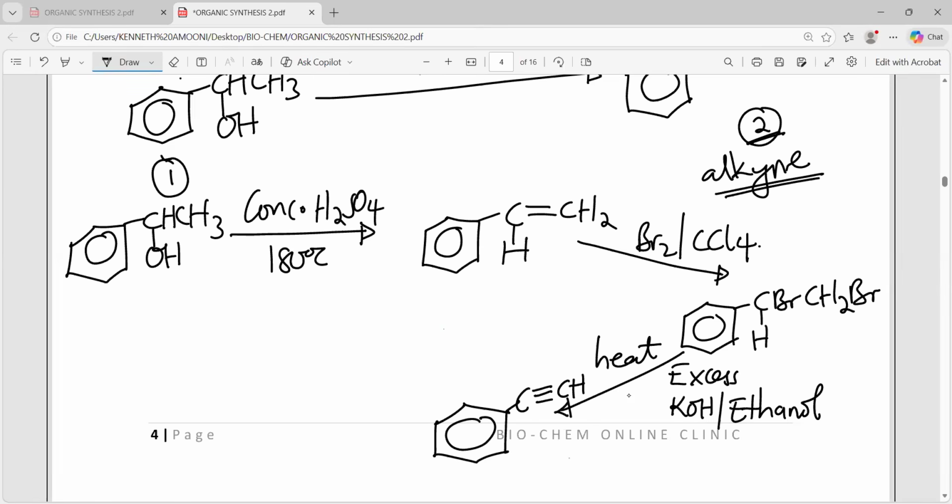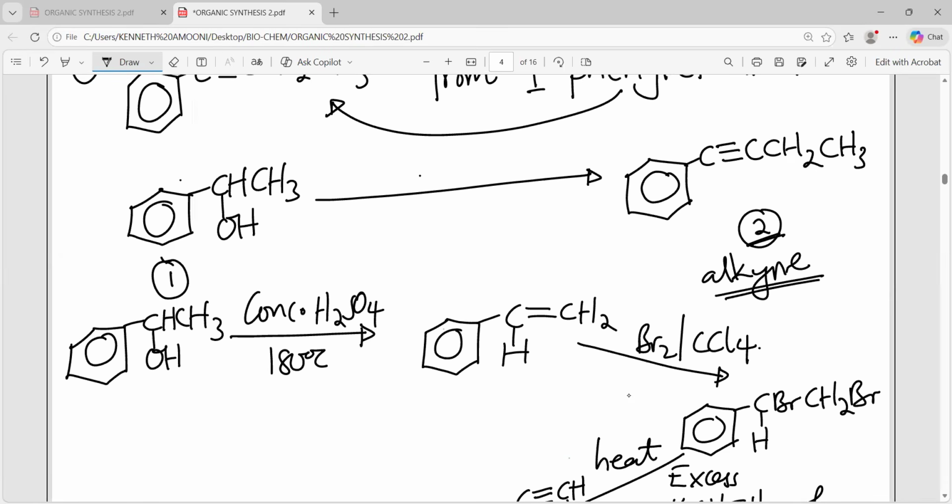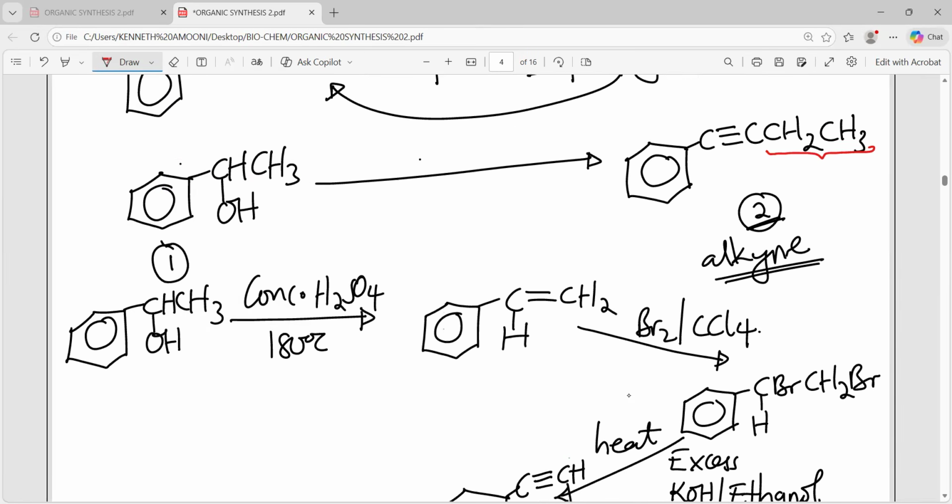So after you form the alkyne, it is now going to be easier for you to add the number of carbon atoms. The number of carbon atoms we are adding, we are going to put it on the alkyl halide.